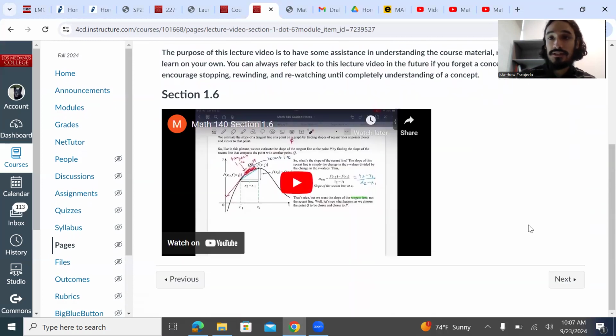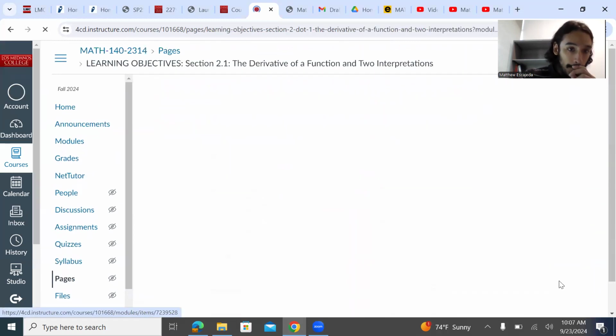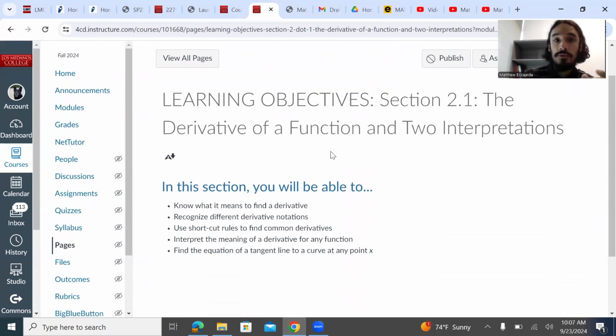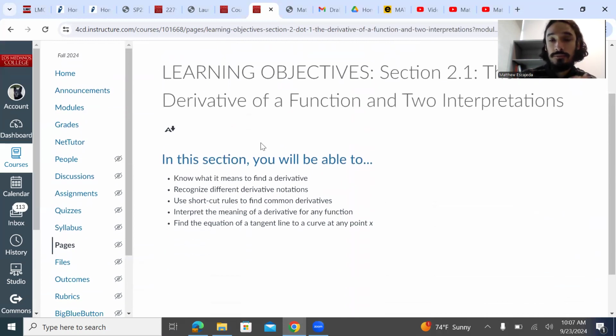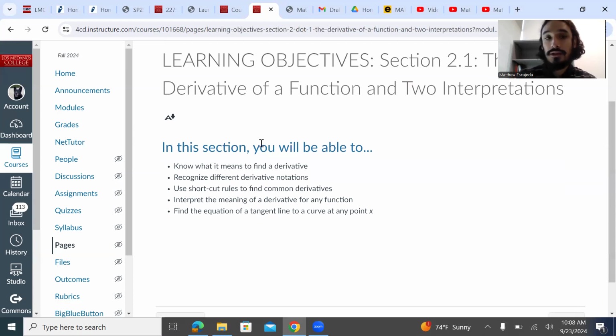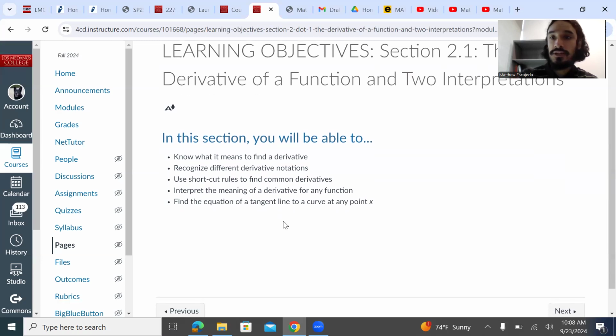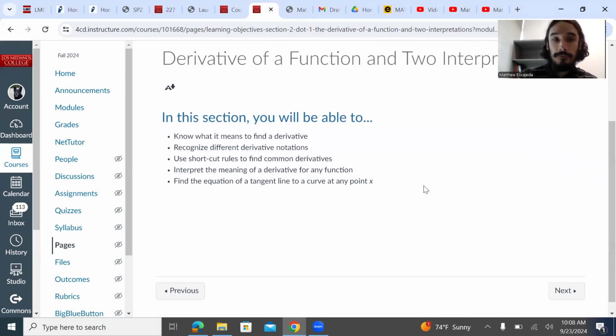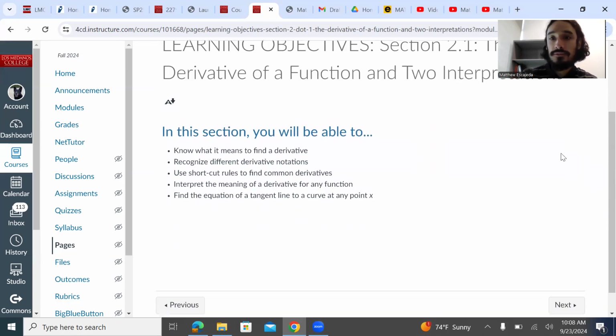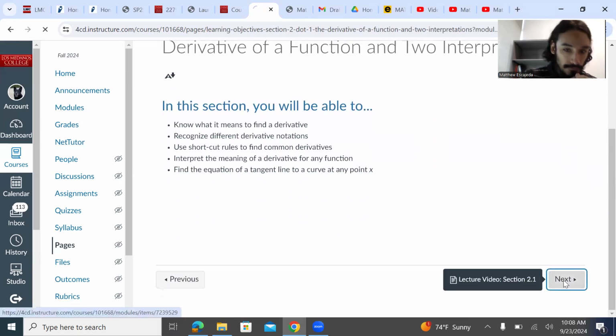What's really important is the next section, which is 2.1. This is where we get really into the derivative of a function. We're going to be using this a lot, probably the rest of the semester. So know what it means to find a derivative, and recognize different notations, shortcuts, interpretations, and tangent lines. Those are our learning objectives for 2.1, so definitely put some focus there.